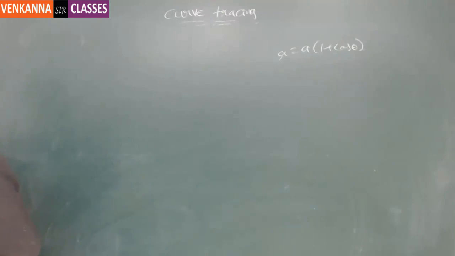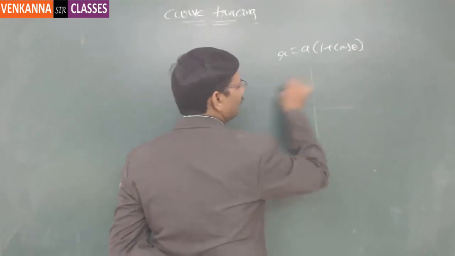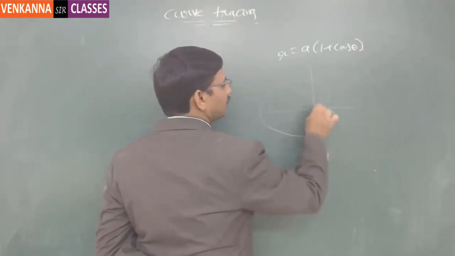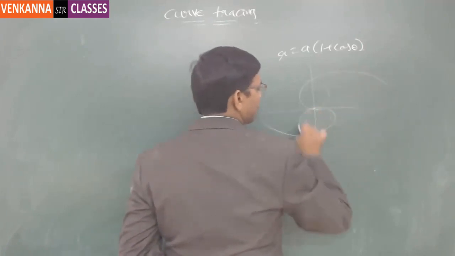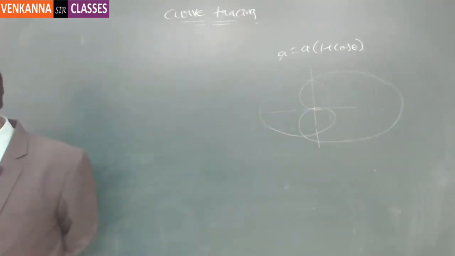Yeah, mirror image. Got it? So mirror image of r is equal to a into 1 minus cos theta. Earlier the curve was coming out to be like this, but now here it will be like this. This is how we are going to get it. Got it?